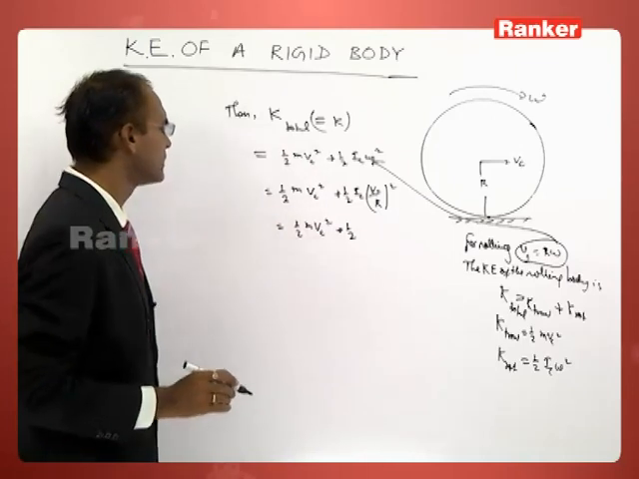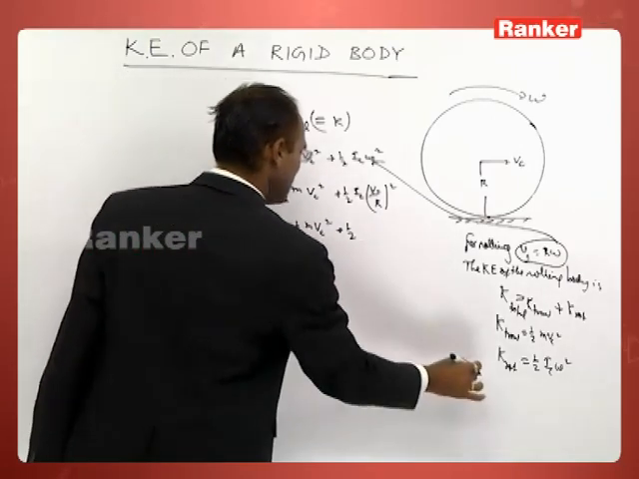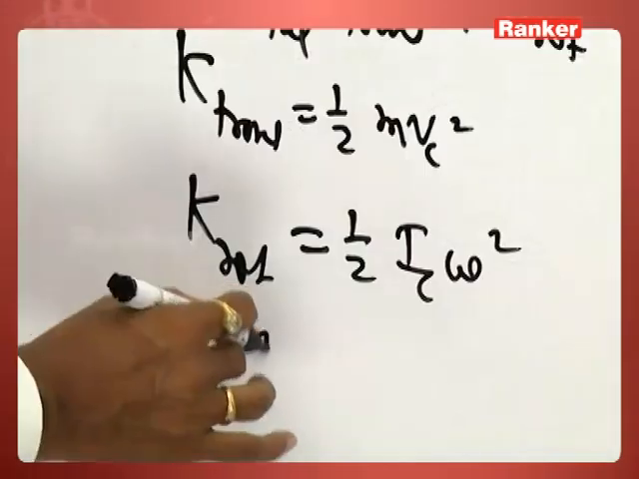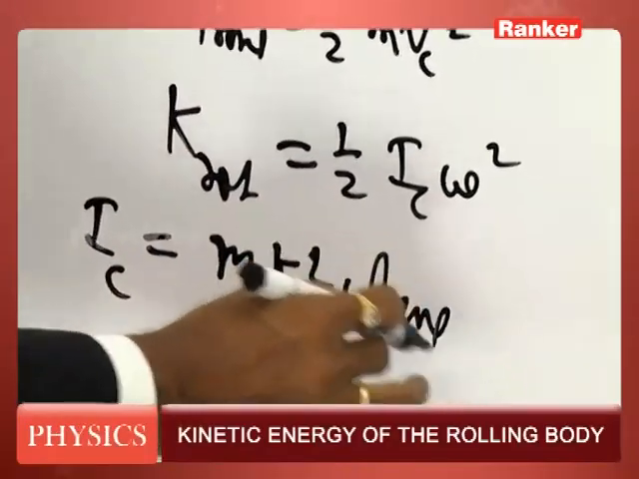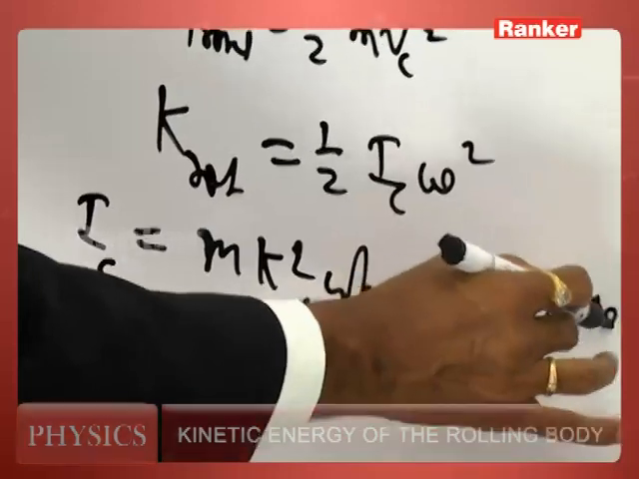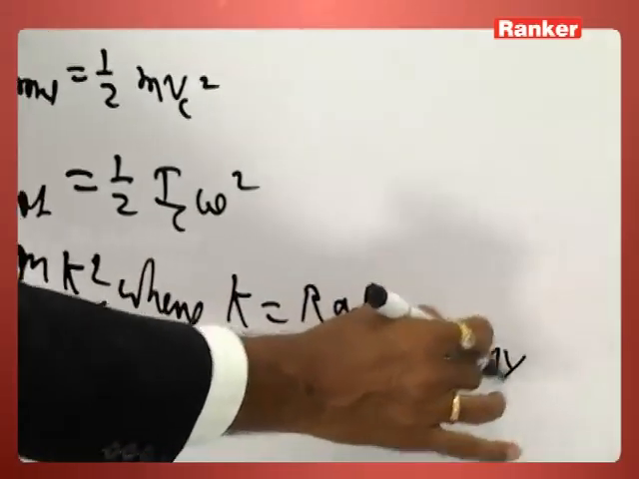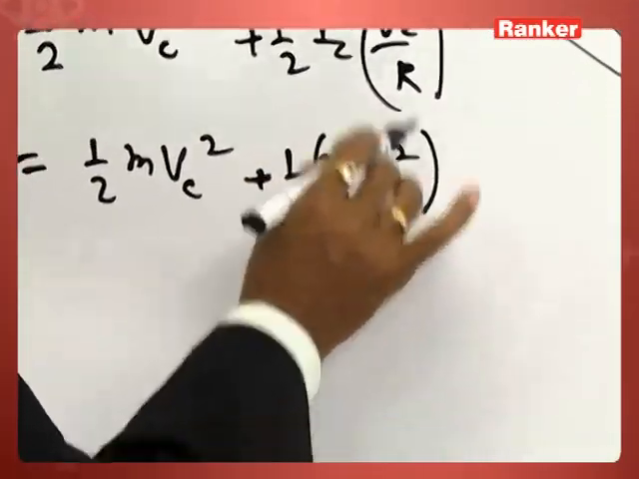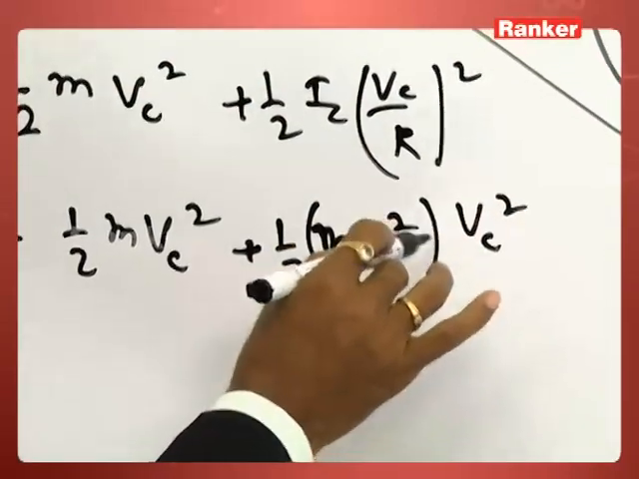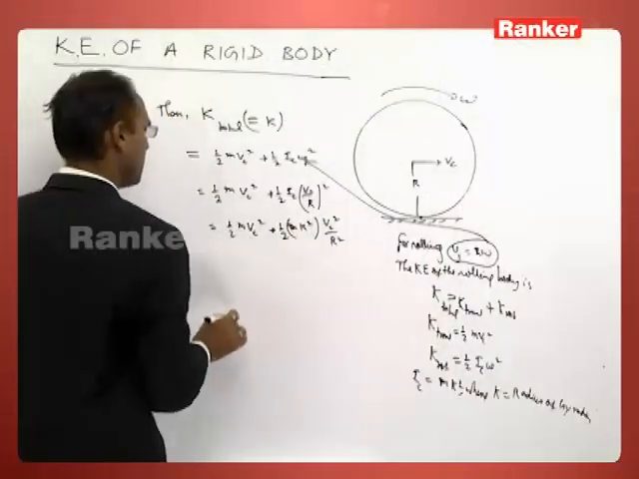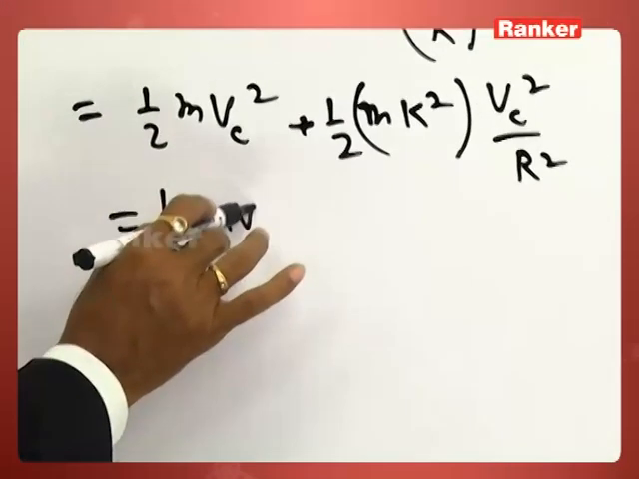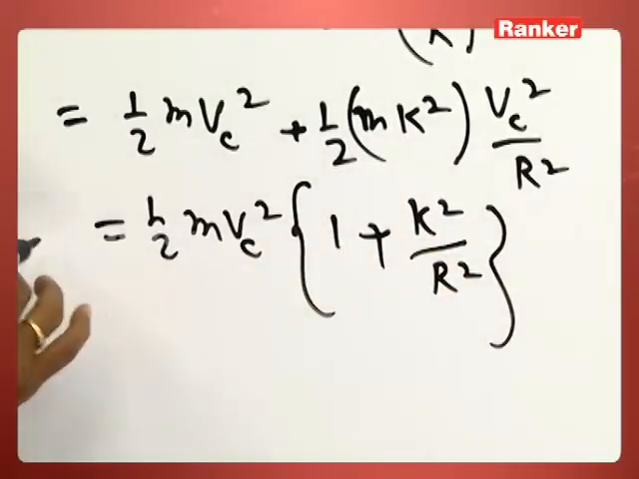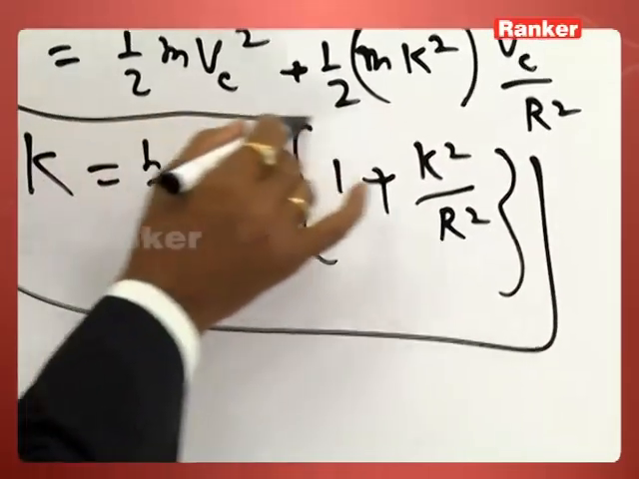We can write Ic, the moment of inertia about the center of mass axis, as m into k square, where k is the radius of gyration. Writing Ic equal to m k square, it is multiplied with Vc square by r square. Taking m v square common, we will get 1 plus k square by r square. This is one formula.